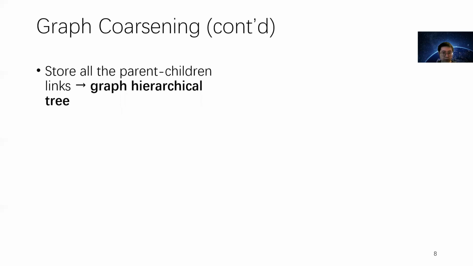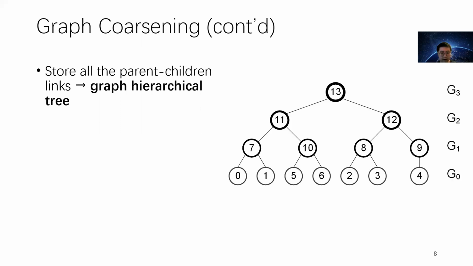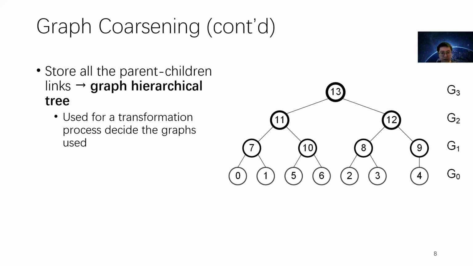We also store all the parent-children links during the graph coarsening process and construct a tree called the graph hierarchical tree. The right figure shows the graph hierarchical tree from the coarsening process illustrated before. The graph hierarchical tree is used for a final transformation process to decide the final graphs used in our GNN-Surrogate.